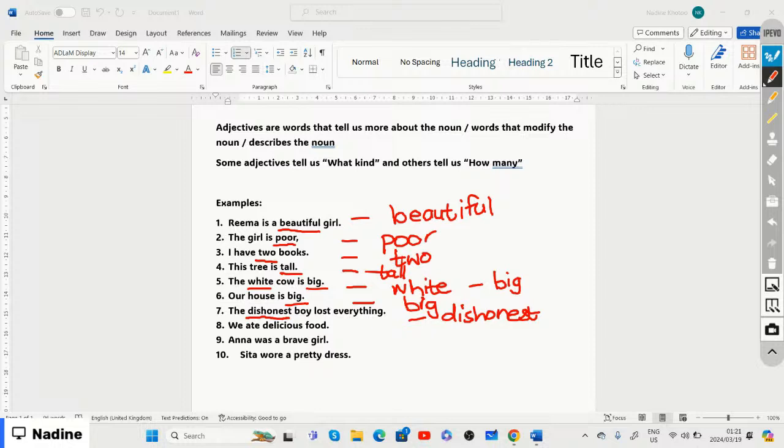All right. Then it says, we ate delicious food. And if we look at that specific sentence, does that tell us what kind of food we are eating, or does it tell us how many foods we are eating? We ate delicious food. Does it tell us what kind of food we ate, or does it tell us how many food we ate?